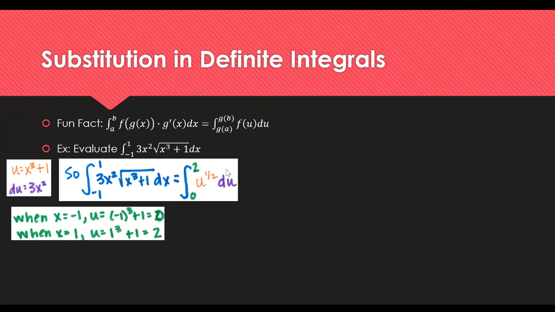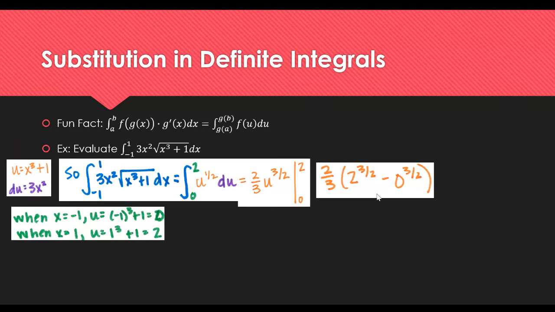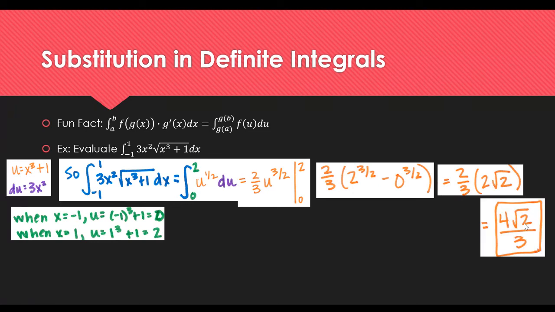So u to the 1/2, add 1, that would be 3/2, over 3/2 would be a 2/3 out front, from 0 to 2. I plug in 2, and I get 2 to the 3/2 minus 0 to the 3/2 when I plug in 0. Well, 0 to the 3/2 is just 0. So that's just 2/3 times 2 to the 3/2, which really means the square root of 2 to the 3rd power, which is 2 square roots of 2. And then I multiply 2/3 times 2 square roots of 2, and I get 4 square roots of 2 all over 3. And that's it. That's my answer. I'm done.